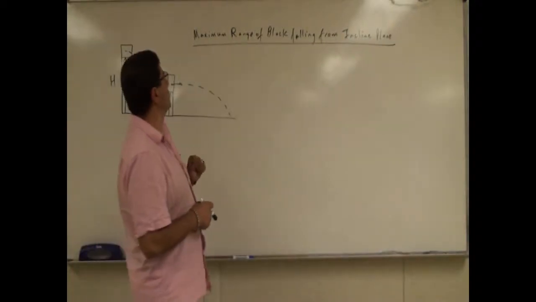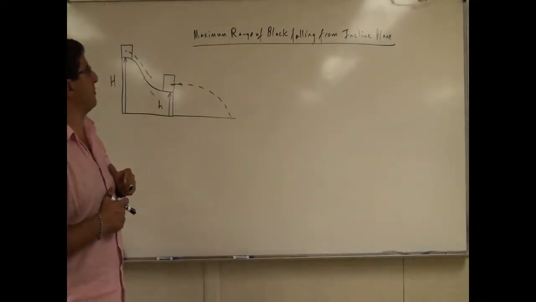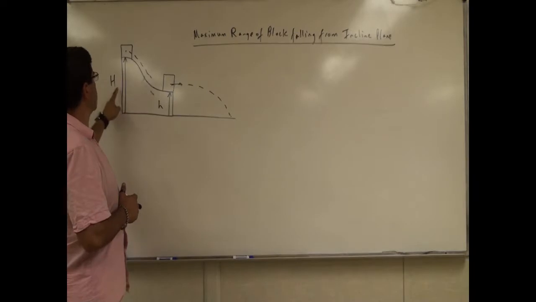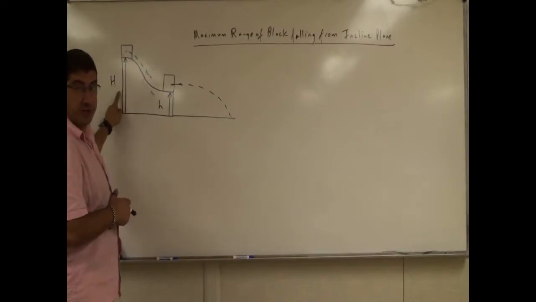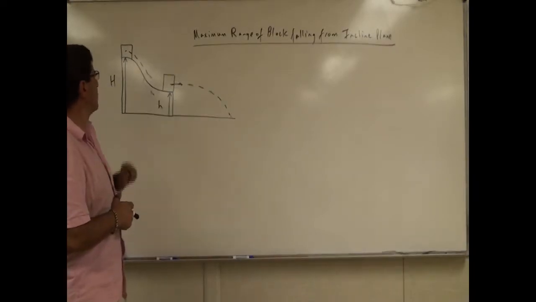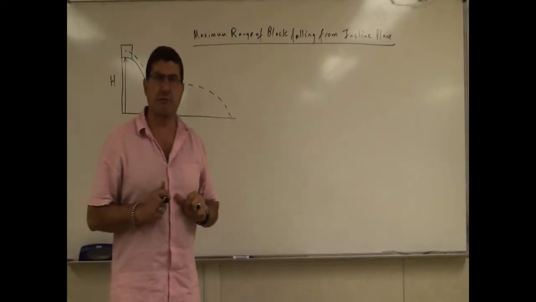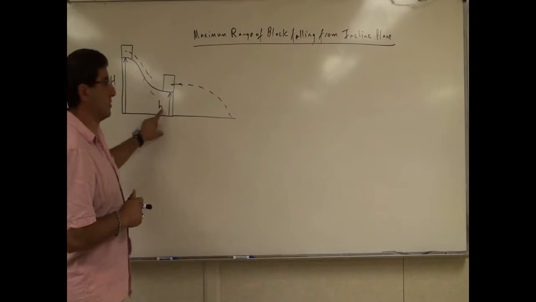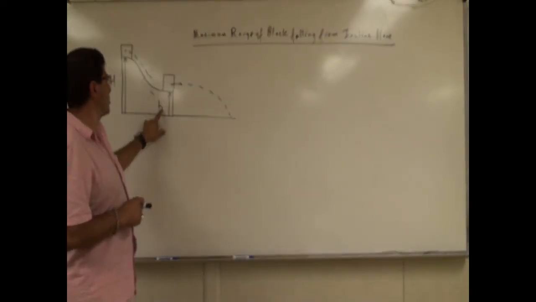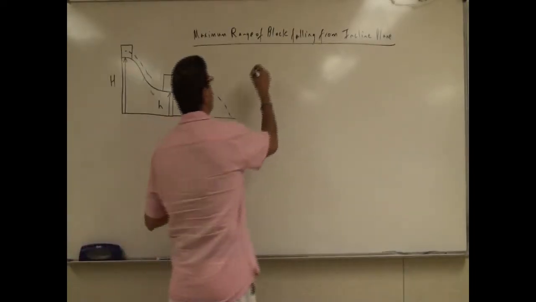Now the problem I'm doing is called maximum range of a block falling from an inclined plane. You have a block that starts from an initial height capital H. It goes down an inclined plane. The shape of the inclined plane doesn't matter. There's no friction on the inclined plane. The final height of the inclined plane is small h. So the question is, what should small h be?